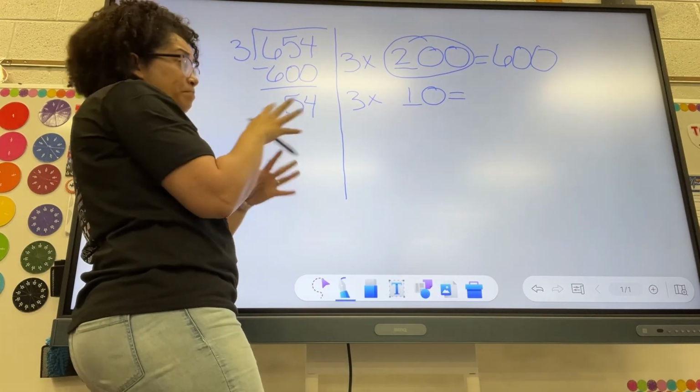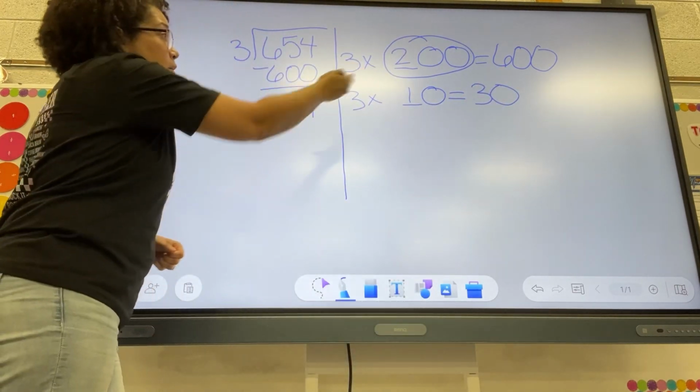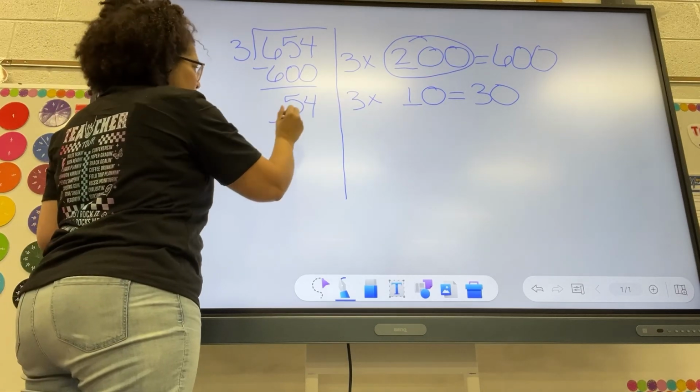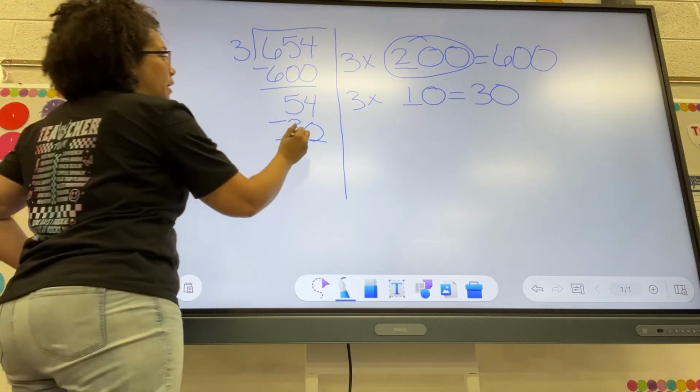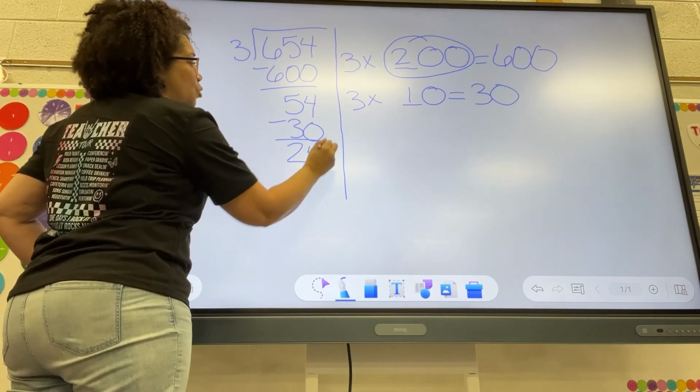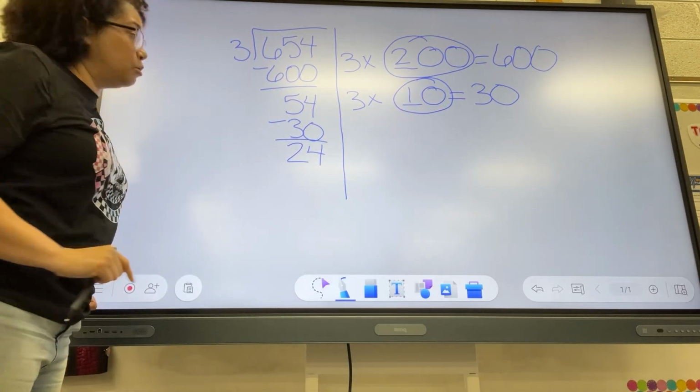So 3 times 10, that's going to give me 30. That's clearly not 54. So we're going to take that 30 and subtract it from that 54. And that's going to give us 24. This, again, becomes another one of our partial quotients.